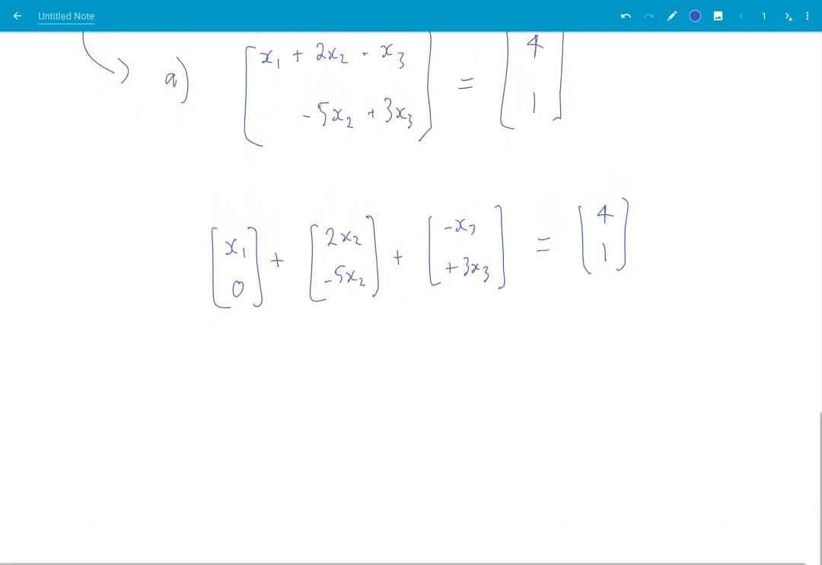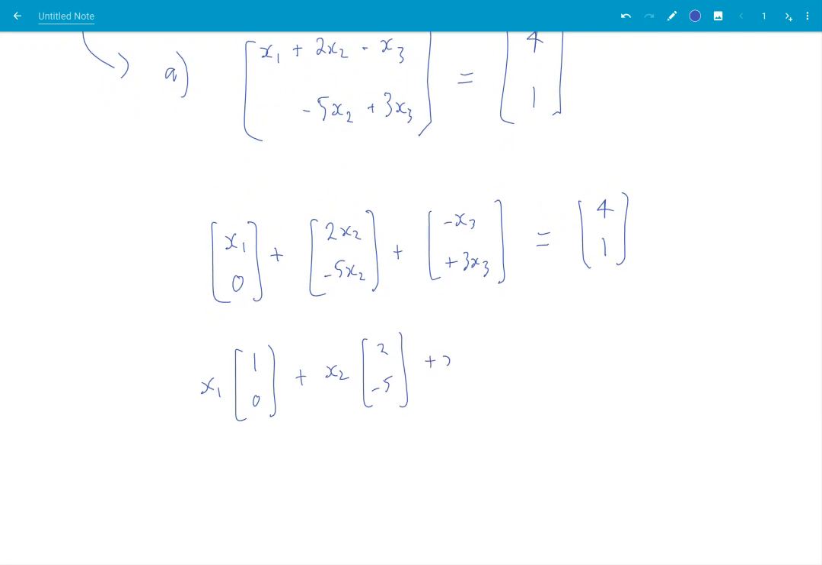Now I'll factor out the common multiple: x2 times (2, -5), and then x3 times (-1, 3), equal to (4, 1). And there we have my vector equation.